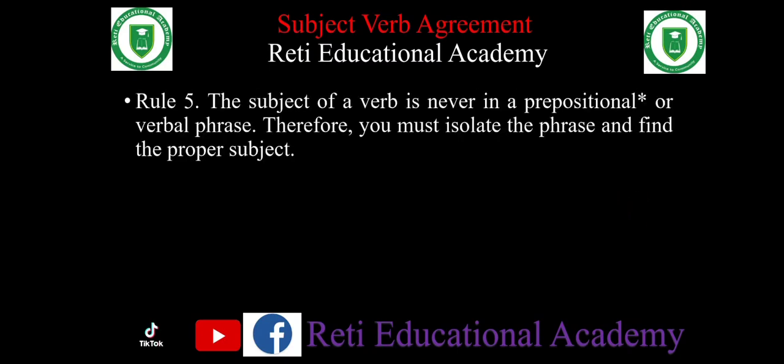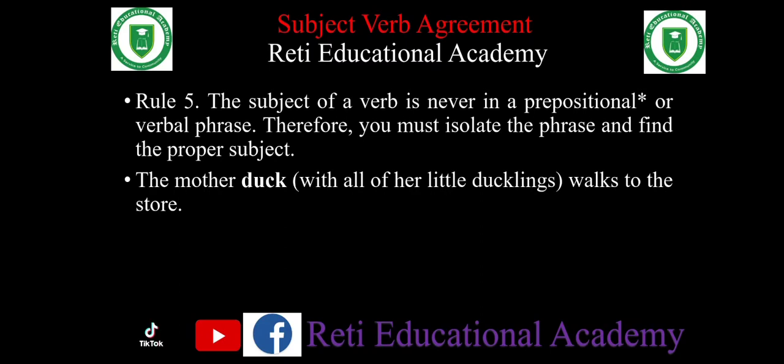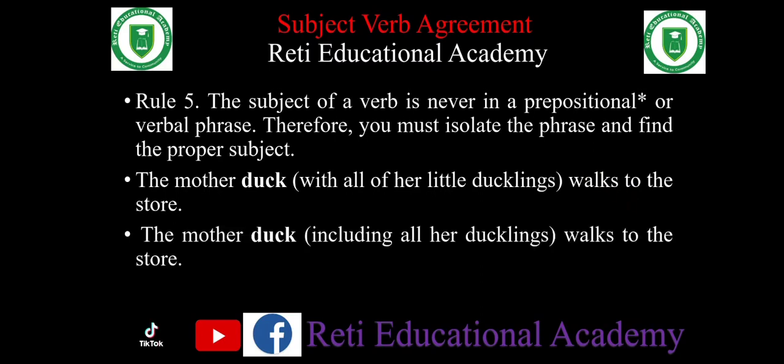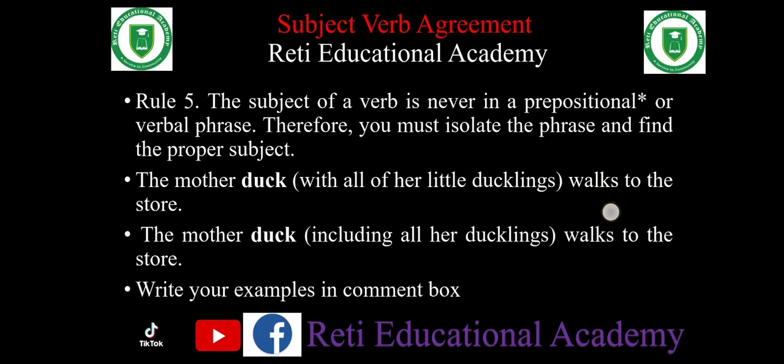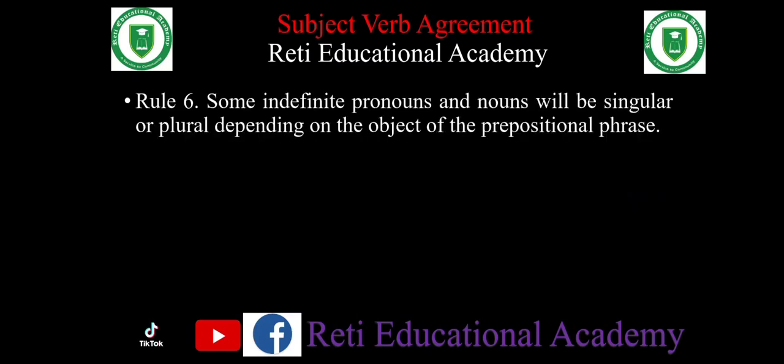Rule number 5: the subject of a verb is never in a prepositional or verbal phrase. Therefore, you must isolate the phrase and find the proper subject in the sentence. The mother duck with all of her little ducklings walks to the store. Here the subject is duck. The mother duck including all her ducklings walks to the store. Write your examples.